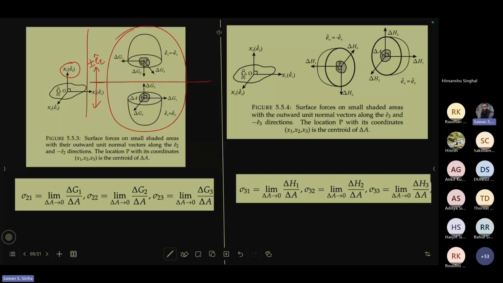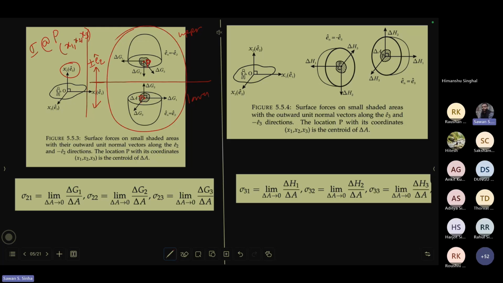So you cut the bulk into two halves, you get an upper half and a lower half here. And the way I have cut it, please pay attention that the cut still goes through the same point P. This point P is the same that I had on my previous slide. Why? Because I'm talking about sigma at P, which has coordinates x1, x2, x3.